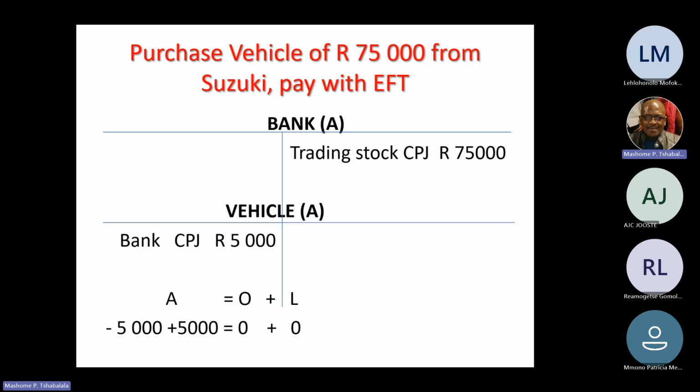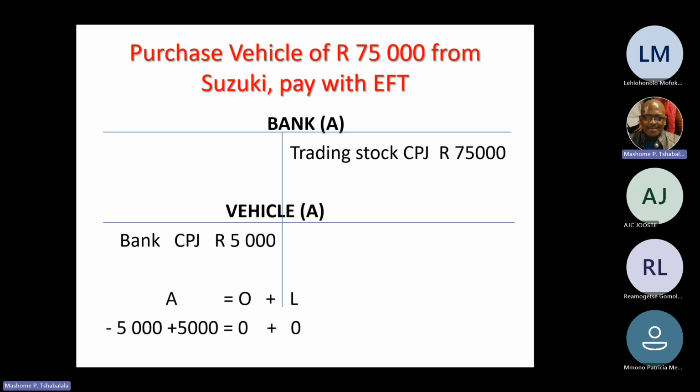Then again, we have this one whereby the business purchased a vehicle for 75,000. Remember, we have two accounts here. Bank, automatically it is affected. Then the new account here, the contra account, will be the vehicle. Then we look at the impact of those two accounts under assets, owner's equity, liabilities. The bank is an asset. The vehicle is also an asset. Then the two accounts will affect assets directly.